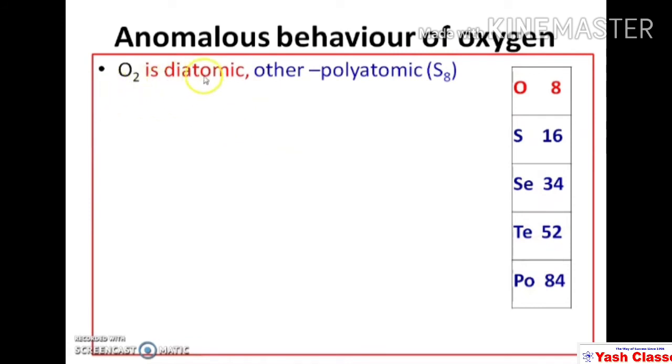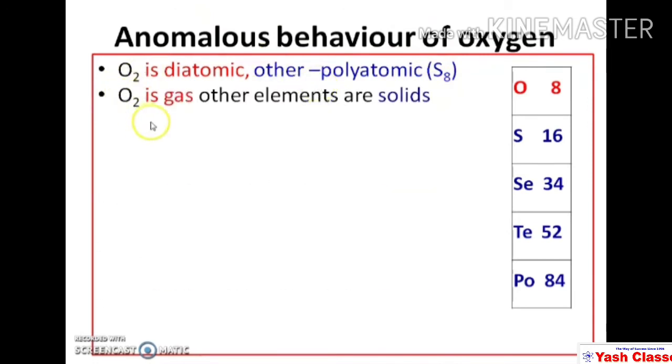For example, oxygen is diatomic, that is it exists as O2, whereas other elements are polyatomic. You know the well-known polyatomic molecule of sulfur: sulfur exists in S8 molecular form and it has a crown structure. So it is polyatomic. This is the first difference. Oxygen is diatomic whereas other elements are polyatomic. You know that oxygen is a gas at room temperature, whereas other elements, that is sulfur, selenium, tellurium and polonium, are solids at room temperature.